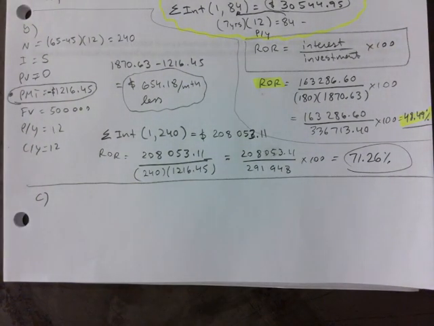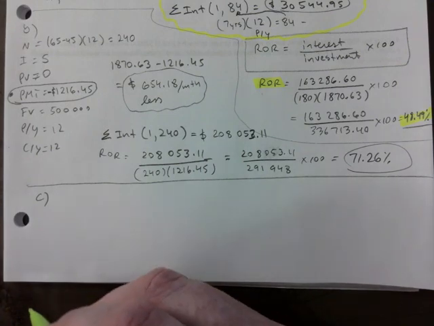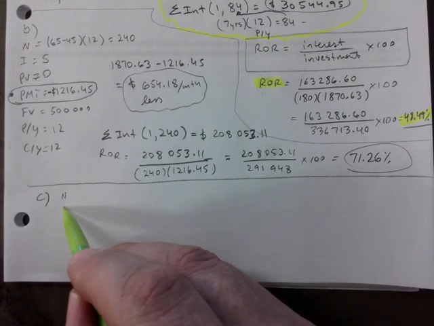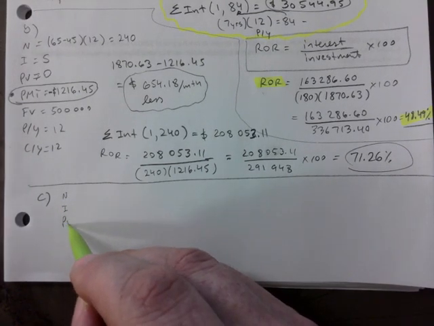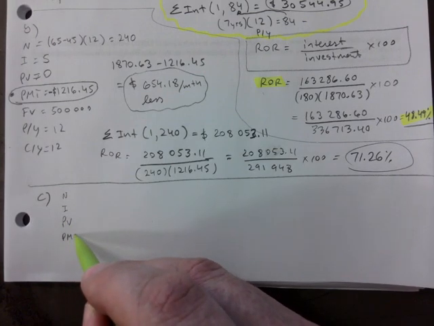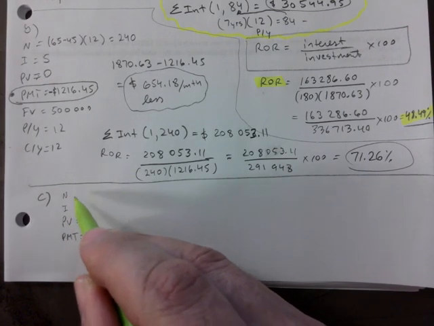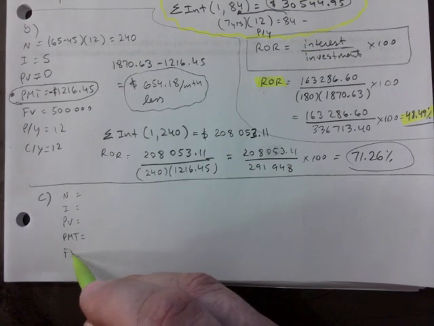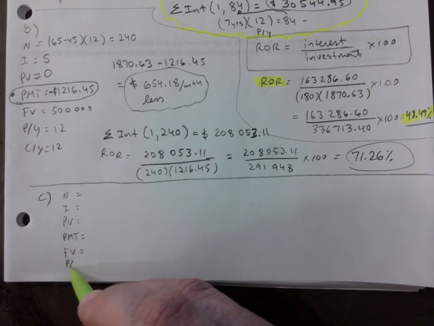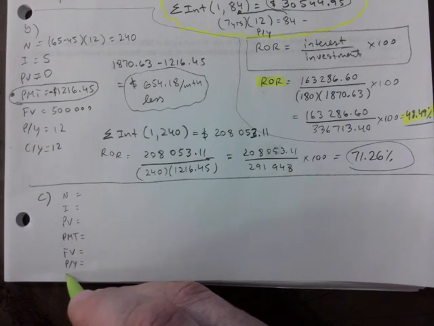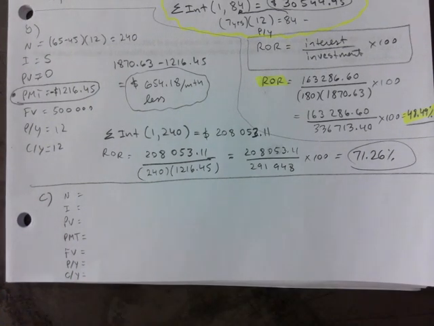And here's C. Could you have used simple interest formula on any of these? No. Why not? It's compounding and payments, right? So you can't even use your compound interest formula because there are payments.